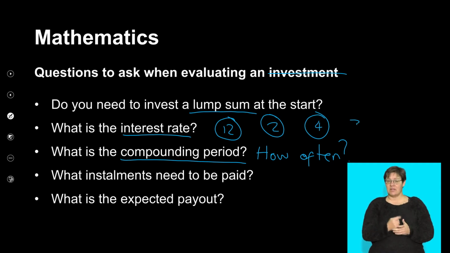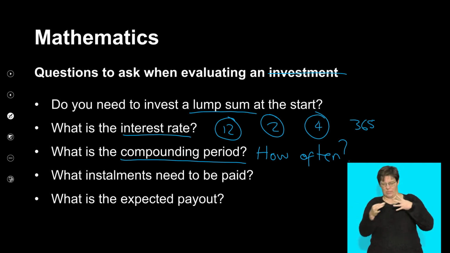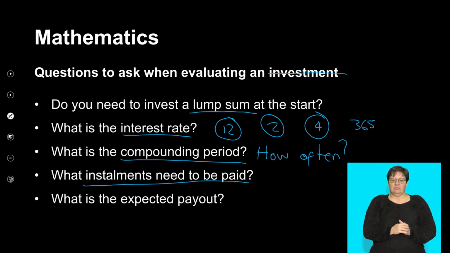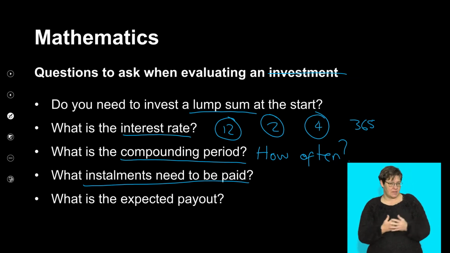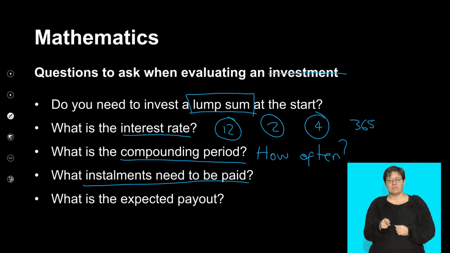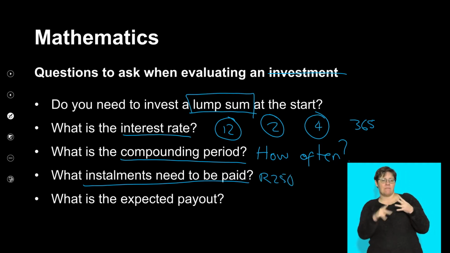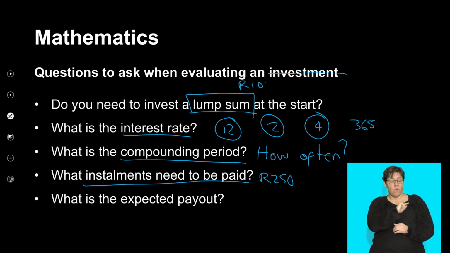If they say daily, it means 365. So those are just the options that I'm talking about when I say you need to understand what the compounding period is. And then what are the installments that need to be paid on a month-to-month basis? Because some investments, you start with a specific amount, maybe a minimum of 1,000 rand, right? And then thereafter you can make maybe payments of 250 after starting with the 1,000 rand as an initial amount that you need to deposit into your investment.